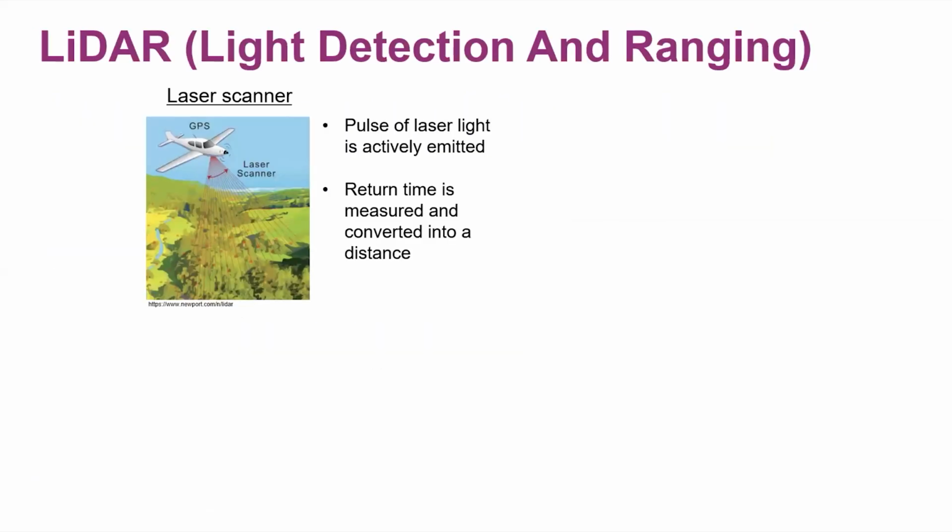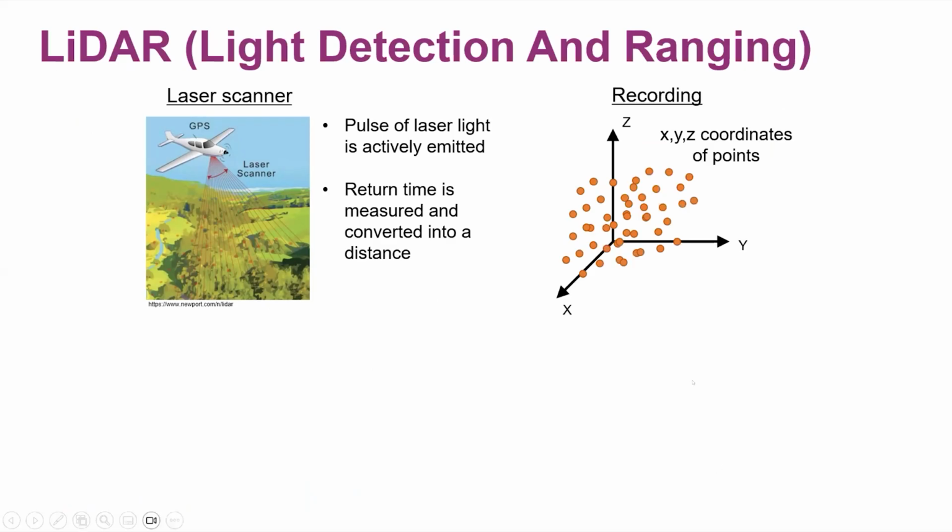This is a very brief introduction into airborne laser scanning. Airborne laser scanning, also known as LiDAR, which stands for light detection and ranging, is an active remote sensing technique. That means there's a laser scanner on board of a platform, like an airplane, and this sends out a pulse of laser light that is actively emitted by this scanner. The return time of this laser pulse can be measured and converted into a distance because we know the speed of the laser beam. And this results in return points from the objects on the ground, and each point is characterized by an X, Y, and a Z coordinate.